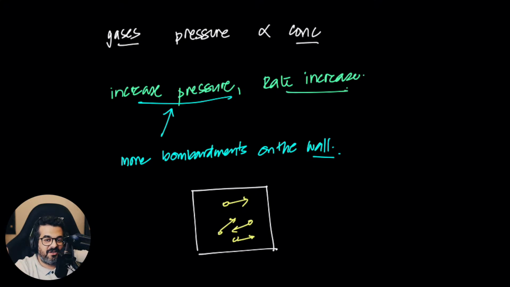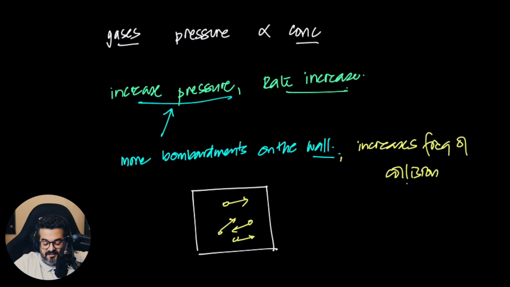So if I increase pressure, all I'm doing is increasing bombardments. If I am increasing bombardments, what does it do? It increases the frequency of collision. And if anything can increase the frequency of collision, it will result in a faster rate of reaction. As simple as that.